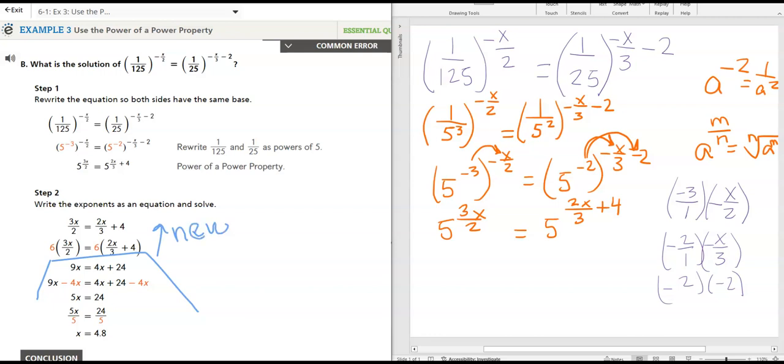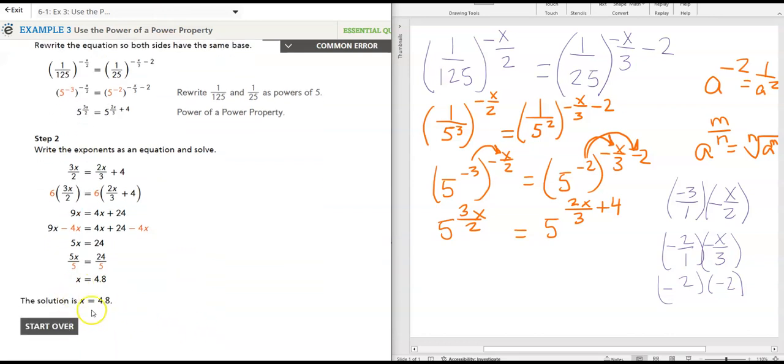If you still have questions about solving problems with variables on both sides, you can come and ask, or we can look for a YouTube video for that. But I actually have some on my Kirkwood math channel for 8th grade, and you're welcome to go and explore those videos. But you're going to end up with x equals 4.8. And then that's our solution.